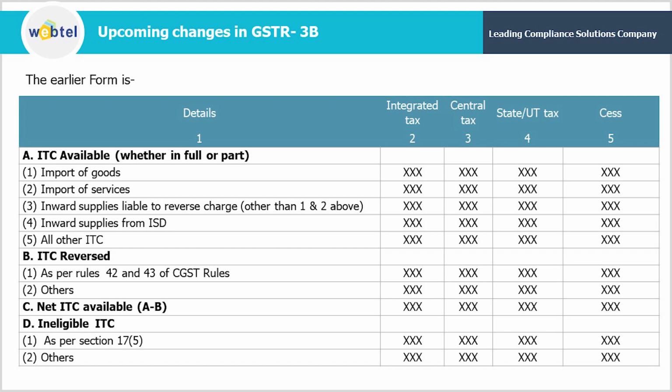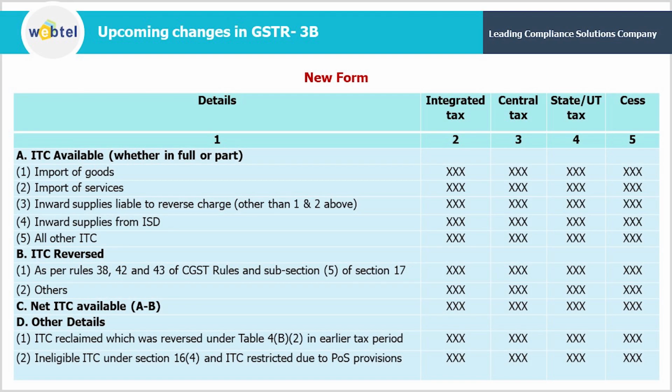The second important point is that some changes are made in table 4 of GSTR 3B. Now on the screen you can see the current table 4 which we are using for filing the GSTR 3B return, and on the next slide you can see the new GSTR 3B table 4. Here we will be discussing all the points one by one in the new form.